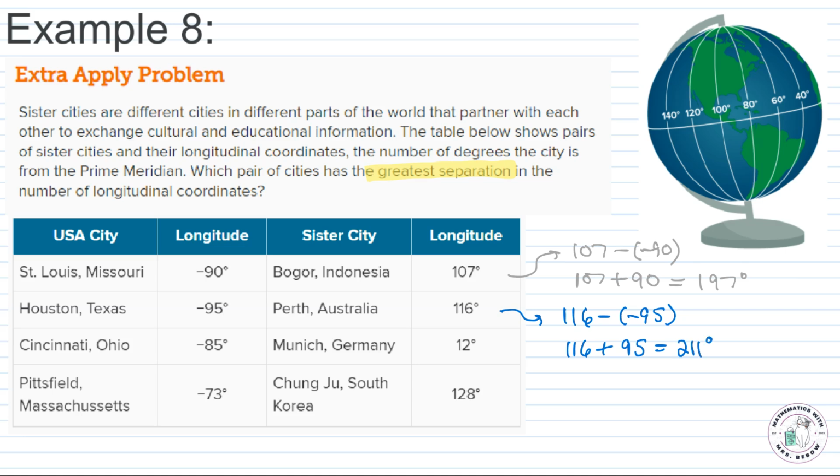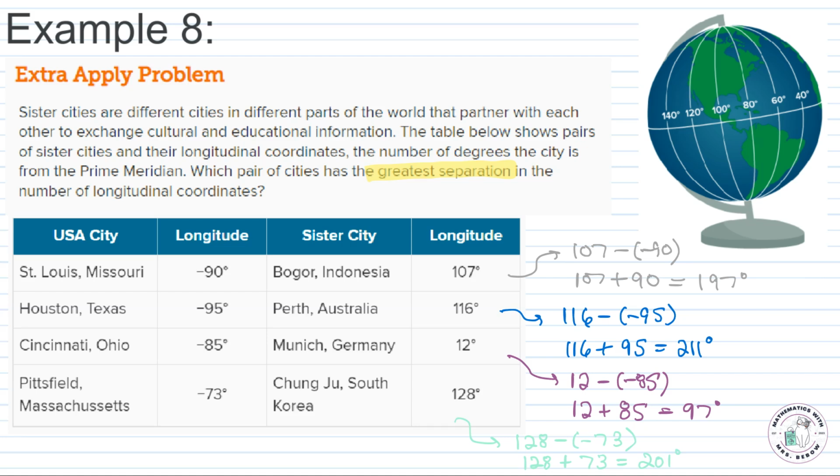Again, just degrees. And then we're going to do the same thing for Cincinnati and Munich. So we're going to do 12 minus a negative 85. We keep, change, change. So 12 plus 85 is 97 degrees. And then for the last set here, we're going to do 128 minus a negative 73. We keep, change, change, so it turns into 128 plus 73, which is 201 degrees.